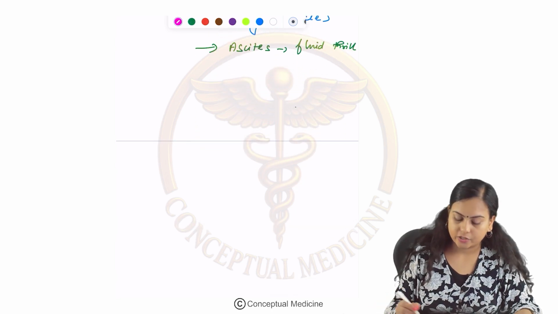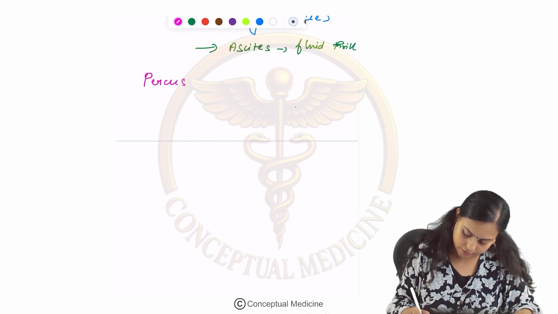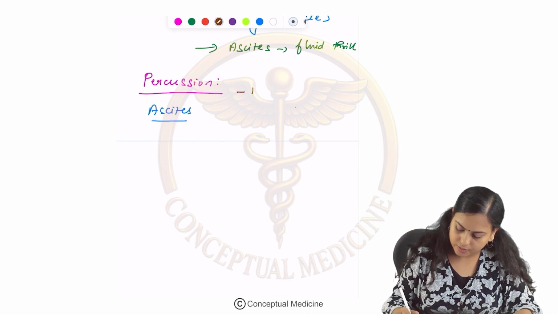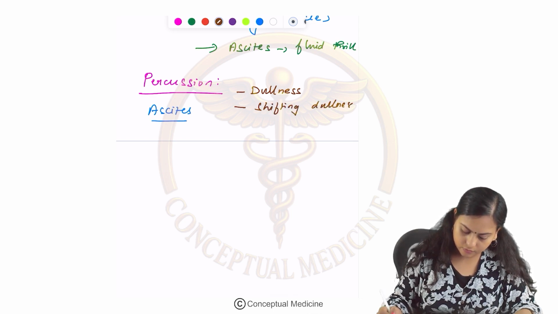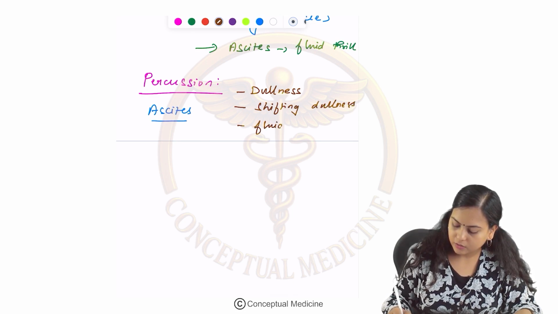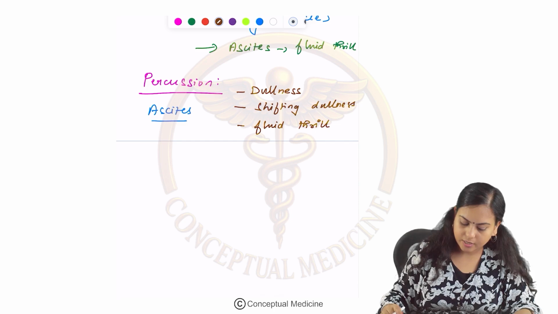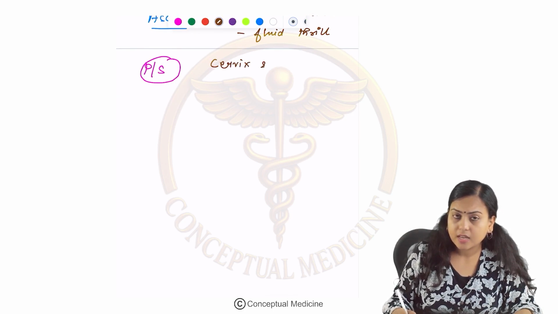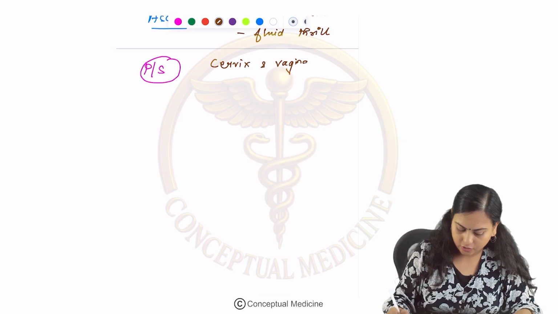Next, you will do percussion, right? So when you do percussion, if there is ascites, you will be able to see the dullness on percussion, then shifting dullness will be positive, and yeah, fluid thrill can be elicited. Okay, you have to also do per speculum examination for cervix and vagina inspection also.